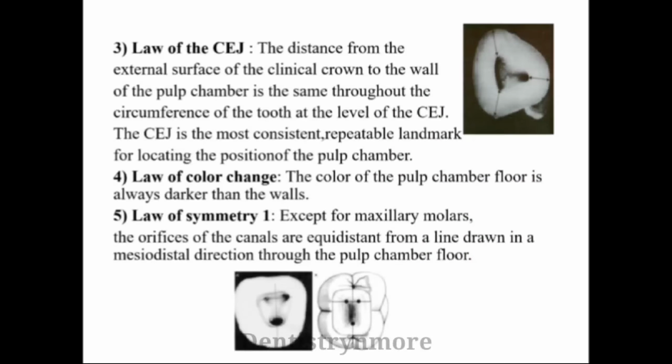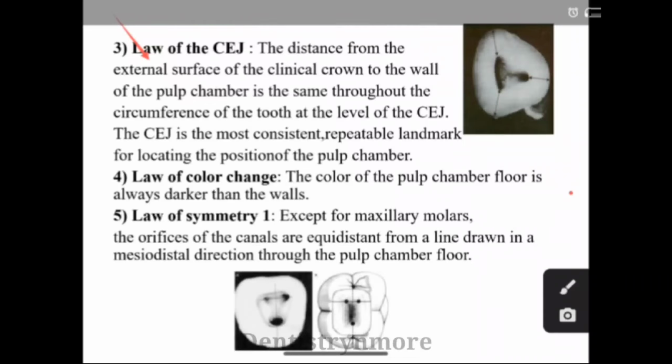And next one is law of the CEJ. So in this you can see the figure, that is, the distance from the external surface of the clinical crown to the wall of the pulp chamber is the same throughout the circumference of the tooth at the level of the CEJ. And the fourth one is law of color change, that the color of the pulp chamber floor is always darker than the walls.